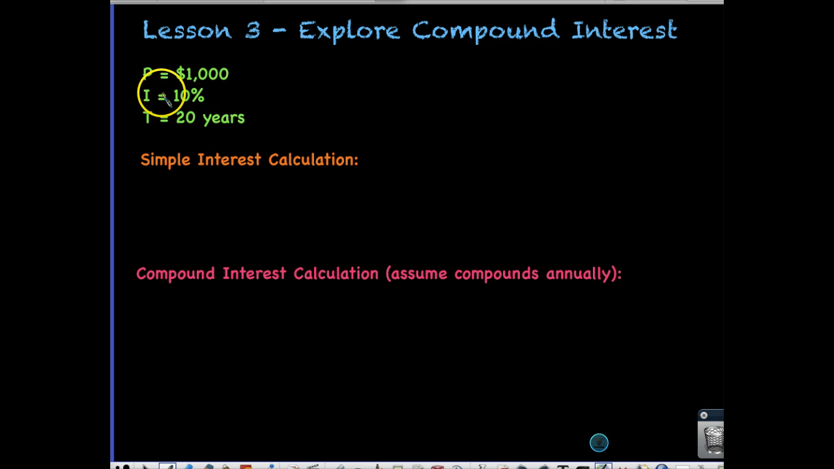So here's our example. We had a principal of $1,000. We earn interest at 10% annually, and our time was 20 years. If we think about our simple interest calculation, in order to calculate our interest for simple interest, we simply take our principal, which is $1,000, times our interest rate, written as a decimal, times our length of time. If I multiply $1,000 times 10% times 20 years, I end up with $2,000 of interest.